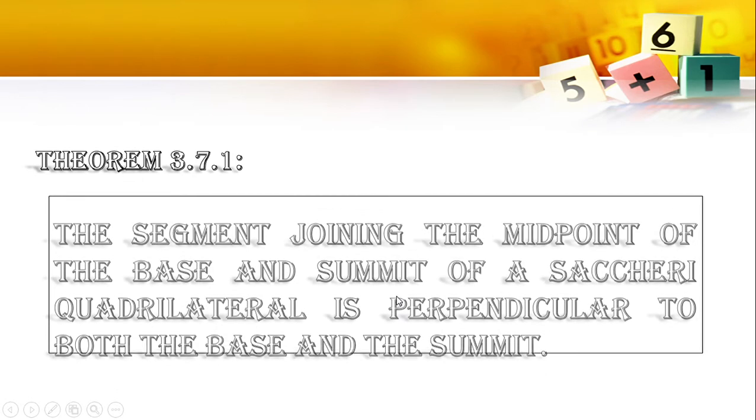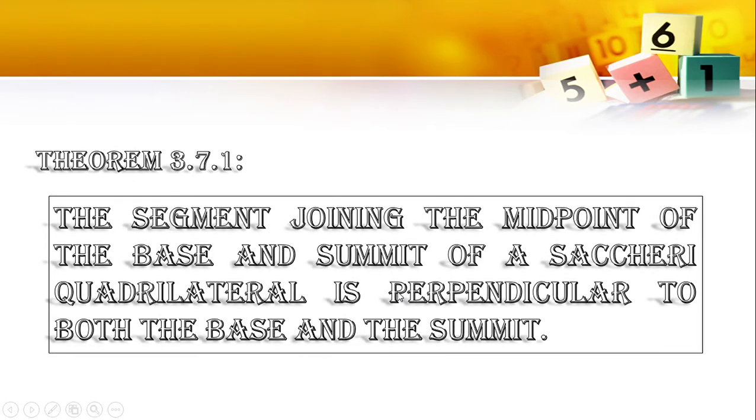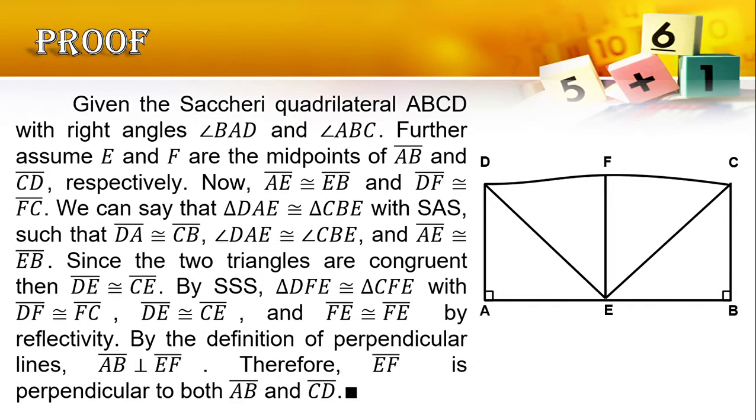Now let's go to theorem 3.7.1. The segment joining the midpoint of the base and summit of a Saccheri quadrilateral is perpendicular to both the base and the summit. So here's the proof. Given the Saccheri quadrilateral ABCD with right angles BAD and ABC, further assume that E and F are the midpoints of AB and CD. So E is the midpoint of AB and F is the midpoint of CD.